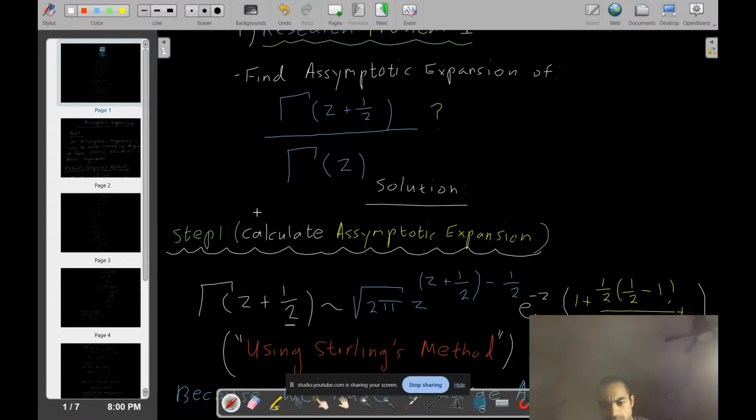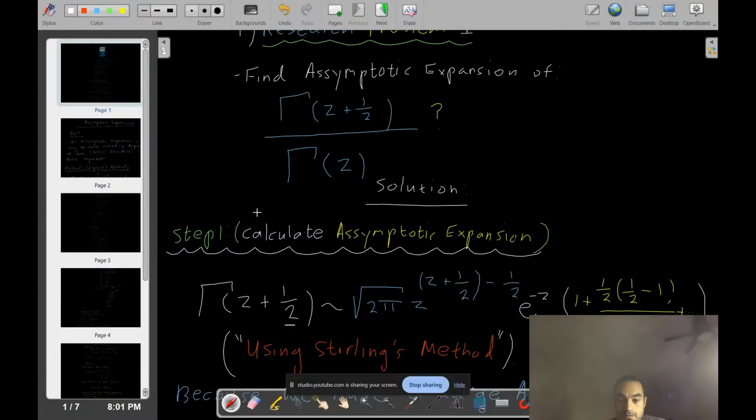This is using Stirling's method because we have a large argument. Anytime you have a gamma functional equation, you're going to be using Stirling's method of some sort, one of the three methods that I was mentioning. So here we're going to do gamma of z plus 1/2. Z plus a half would be root 2 pi times z to the power of z plus a half minus 1/2, times e to the negative z, times 1 plus 1/2 times (1/2 minus 1) all over 2z, where a is 1/2.